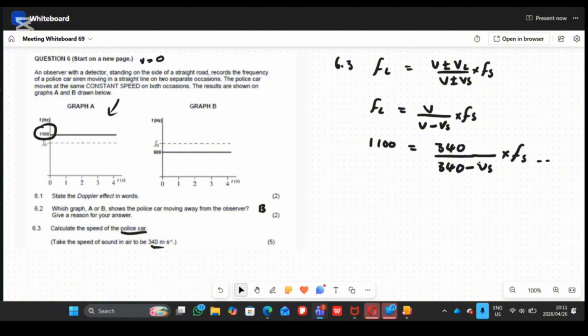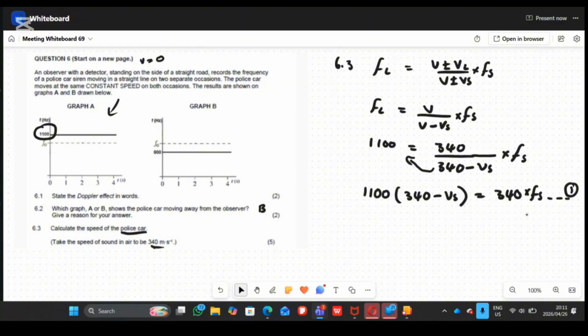Guys, I want to show you a trick that will give you more time in the exam. When you arrive in this case, you just cross multiply: you take this 340 minus Vs to the other side. So you're going to say 1100 into 340 minus Vs is equal to 340 multiplied by Fs. This is your equation number 1, right? Just do it like this.